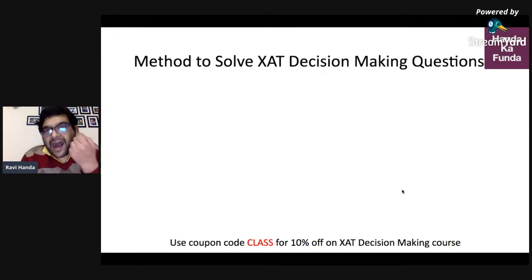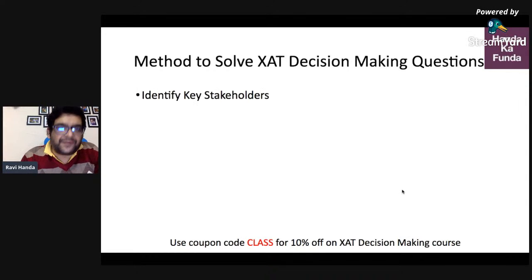Then comes the question of how should you actually solve a question? Well, when you're trying to solve a decision-making question, think of these rules. So keep this in mind, that you need to identify who the key stakeholders are.